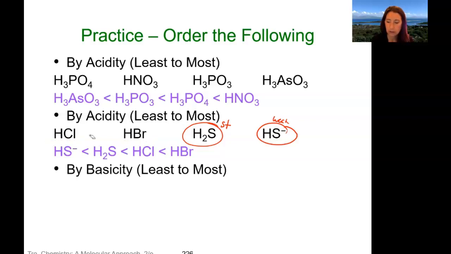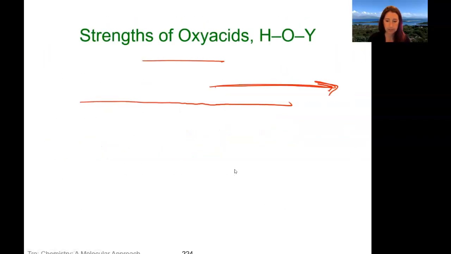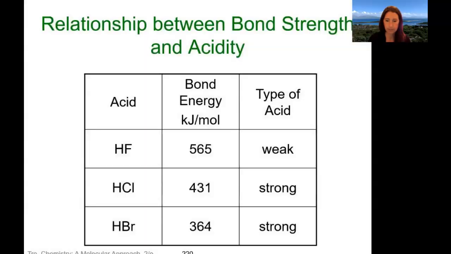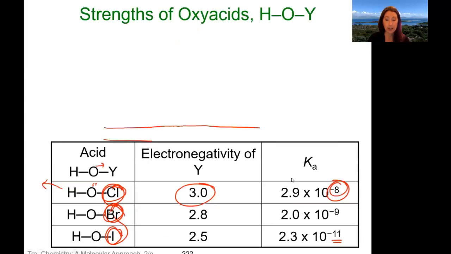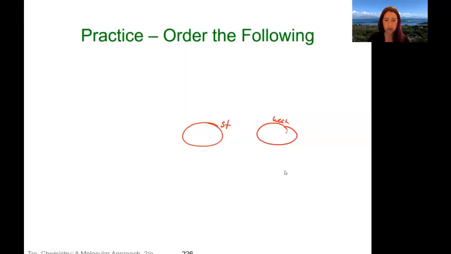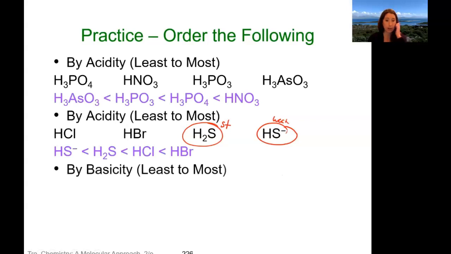Because remember, let me just go back. I'm going to go to binary acids back down here. So remember, when we're going down the periodic table, the weaker the bond is, the stronger the acid is. The bonds at the bottom are weaker than the bonds at the top because of the differences in their electronegativity. So HBr is going to be our strongest.